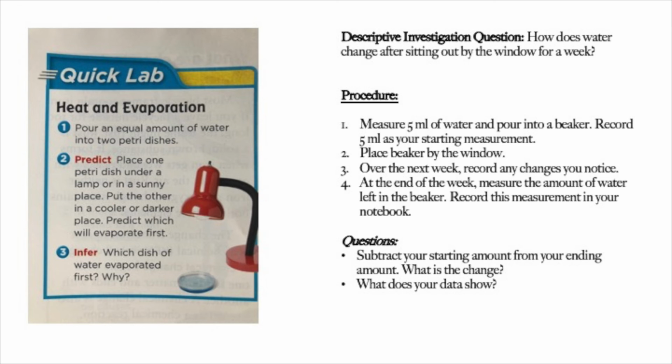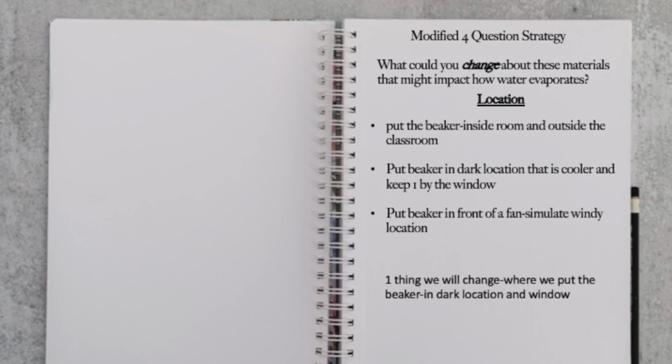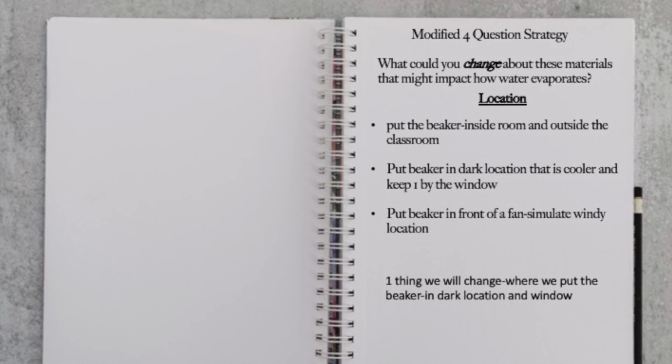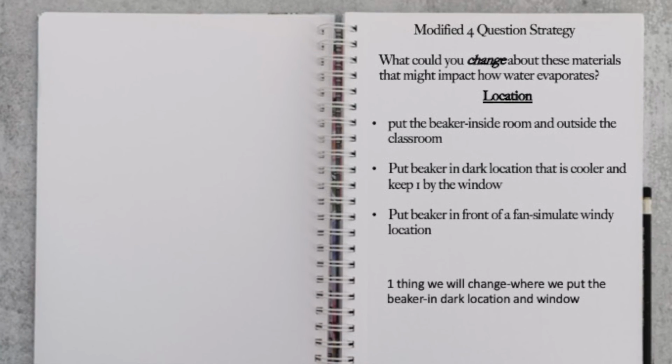So again, as you can see here, this is the first descriptive investigation. What's on the right is the change from what the activity was originally. So you can see that the investigation question is, how does water change after sitting out by the window for a week? Students would measure before, they would then measure after a week, and they would note the changes. Notice I would then lead them into designing their experiment, planning and conducting an investigation. And so I would use the 4-question strategy.